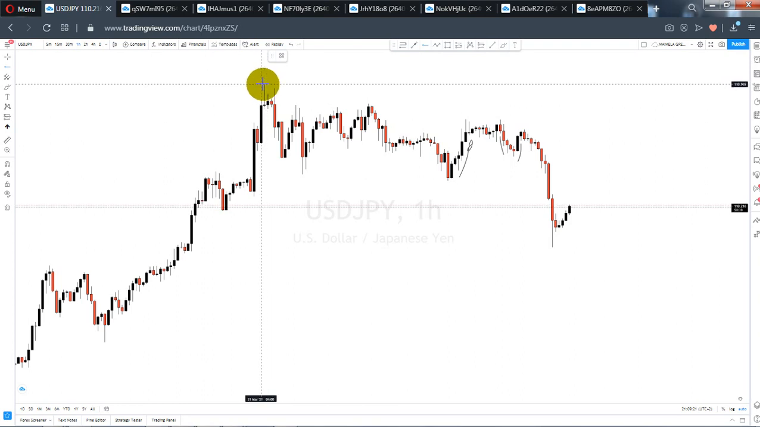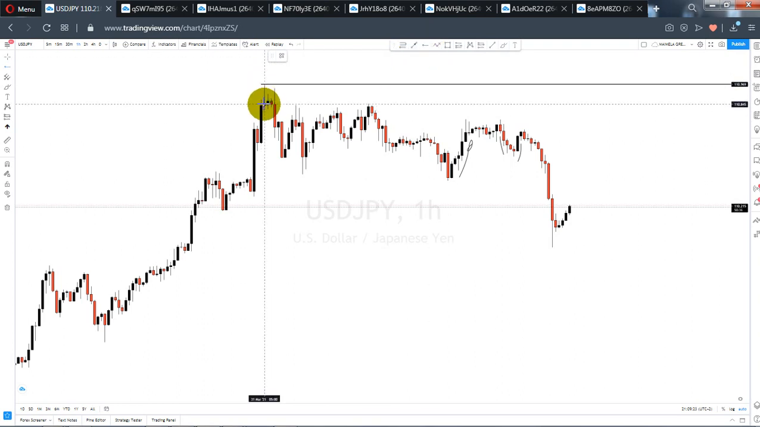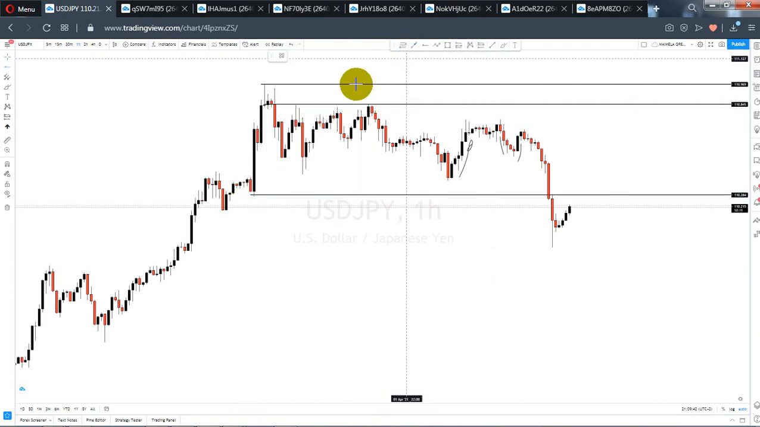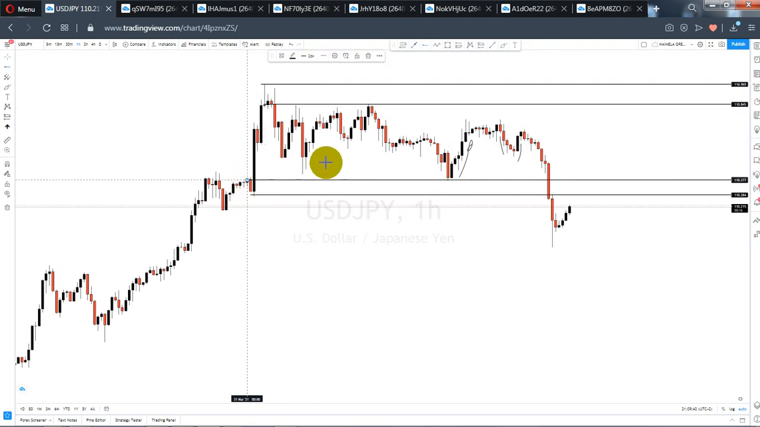This was my first supply zone. As you can see, it dropped, then it came to retest the supply zone multiple times, then they finally dropped, then they found another demand zone on the lower side here, which is this one. As you can see, they found the demand zone on the lower side. So this was my first anticipated demand zone.